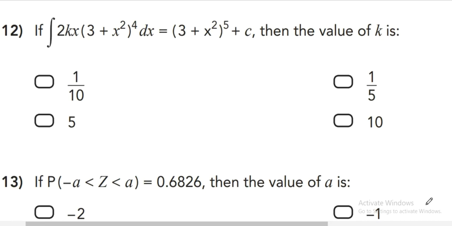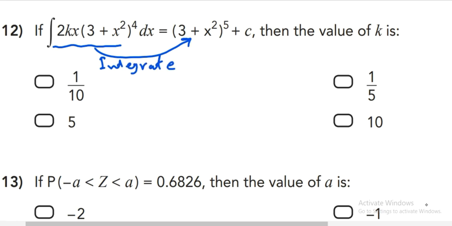Question 12. If integration of 2kx of bracket 3 plus x to the power of 2 all to the power of 4 dx equal 3 plus x to the power of 2 all to the power of 5 plus c, then the value of k is. Here in this question, he gives integration for an expression equal another expression. It means if we integrated this expression, we will get this expression.